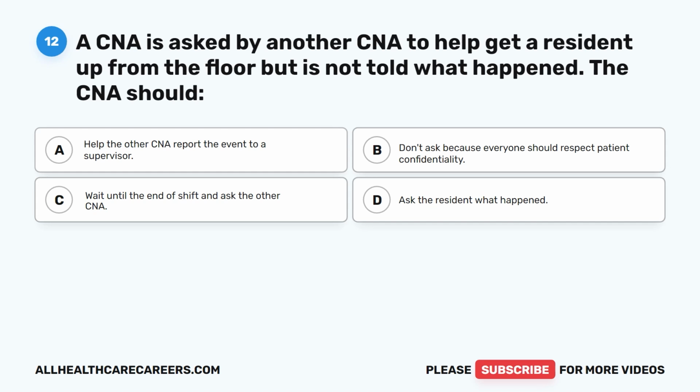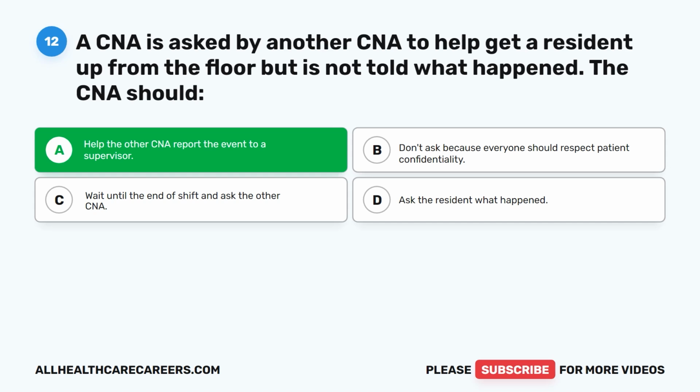Question 12. A CNA is asked by another CNA to help get a resident up from the floor but is not told what happened. The CNA should A. Help the other CNA report the event to a supervisor. B. Don't ask because everyone should respect patient confidentiality. C. Wait until the end of shift and ask the other CNA. D. Ask the resident what happened.